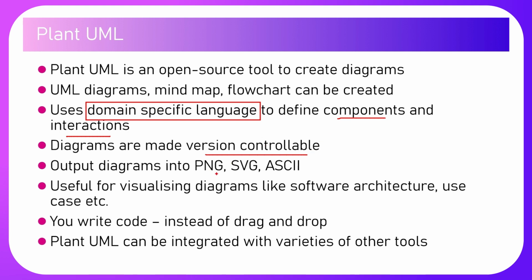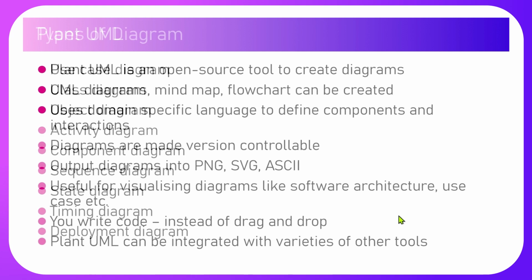You have an option to output the diagrams in png, svg, and other formats. It is basically useful for visualizing diagrams like the software architecture, use cases, etc. You write the code instead of drag and drop. So instead of drawing the diagram using drag and drop mechanism, you just write a simple piece of code in the form of text. PlantUML can be integrated with varieties of other tools as well. So it has got that extensibility and extension capability.